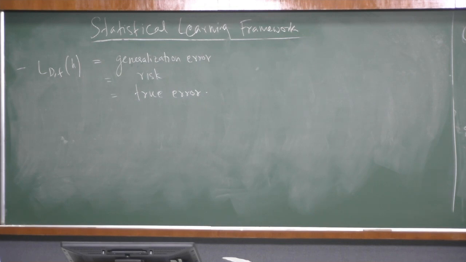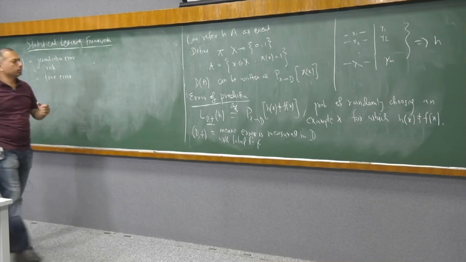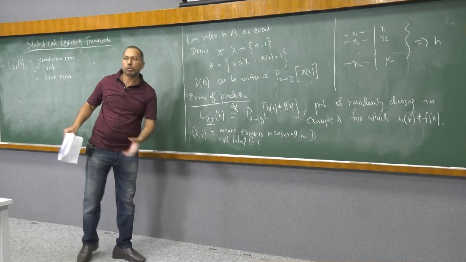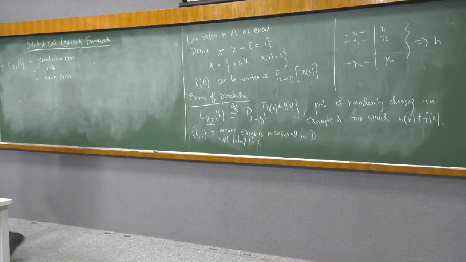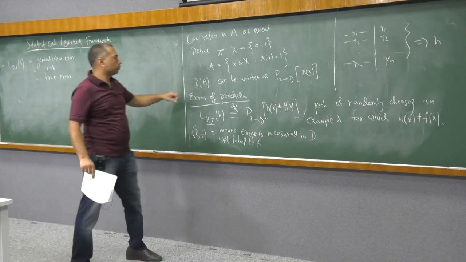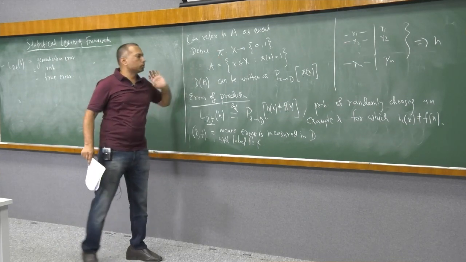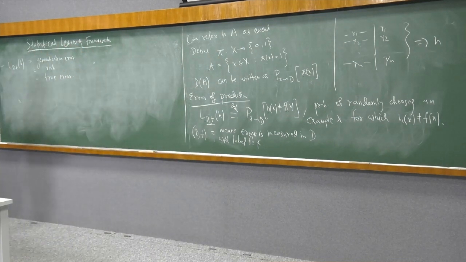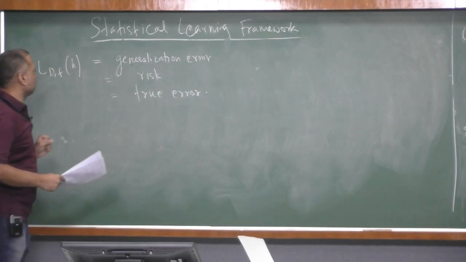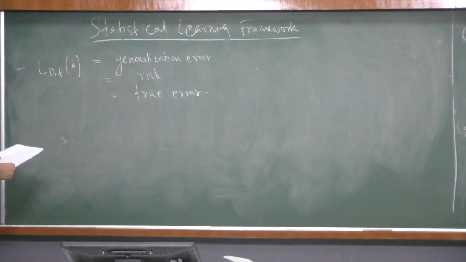But as I keep saying, true error you may not know, because however many cat samples you take, that is still finite. The true distribution may be infinite. Infinitely many samples may be there. So we will be working mostly with the empirical one. But it's good to know that these are the definitions.